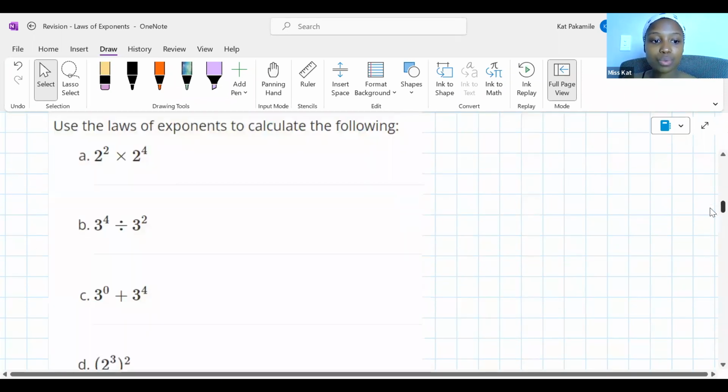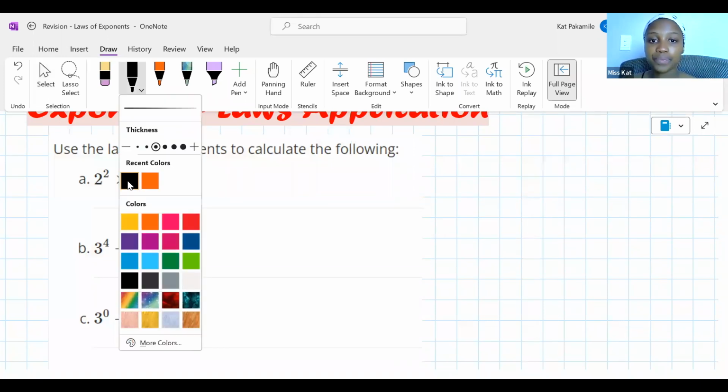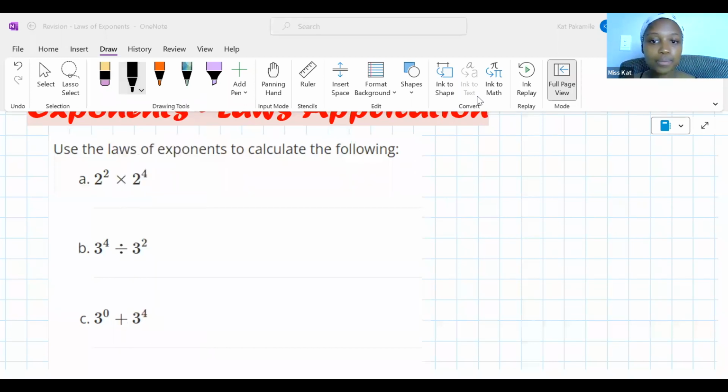Okay, let's apply some of these rules. We're starting with the simple stuff. Let's see if we understand the rules. A, who's going to do A with me? Who's going to do A with me? Chi-Chi in the building. Yes, Chi-Chi.